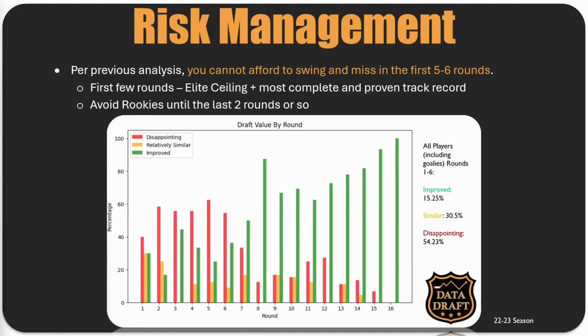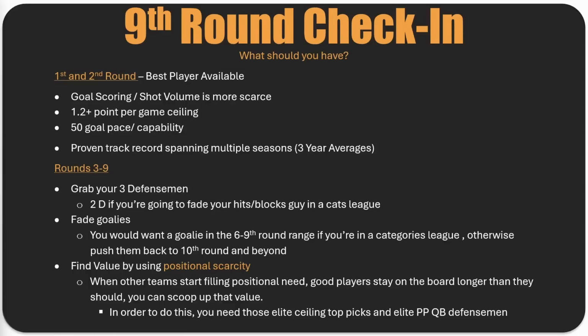Now, with all of that said, let's do a 9th round check-in. So by that 9th round, this is the spot where those D kind of get a little bit more disappointing. And this is the part of the draft where you may want to start targeting goaltenders. So what should you have on your roster by that point?